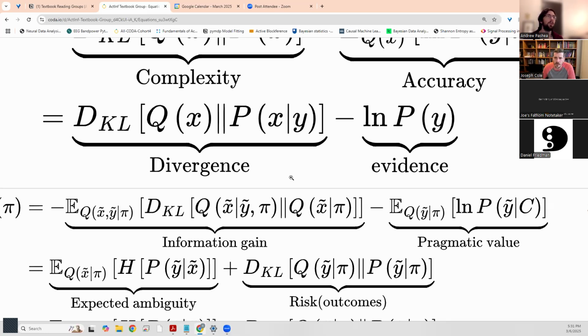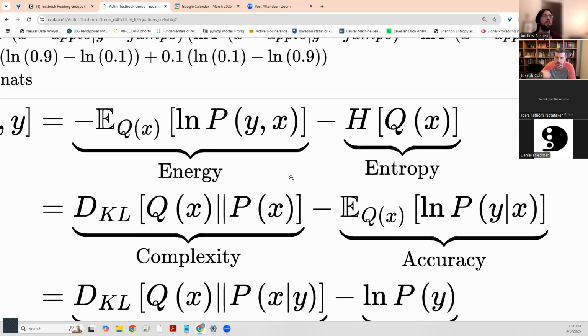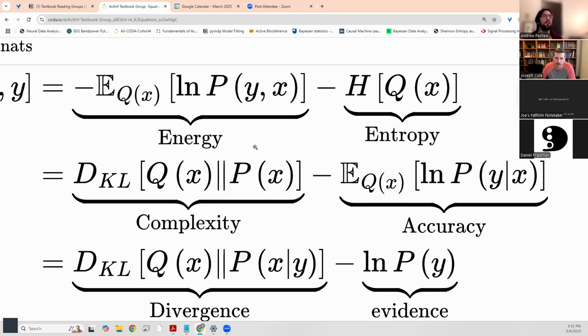Yeah, no problem at all. Can you say again the difference between P and Q? Is this related to the world model versus the agent's model, like the true world versus what's in the agent's head, or is it something else?